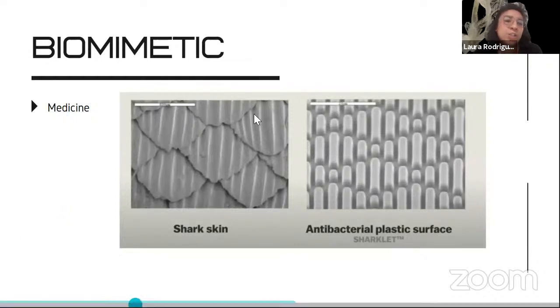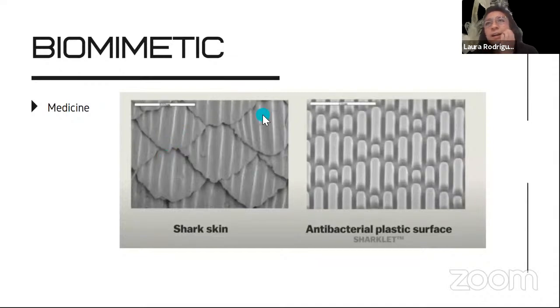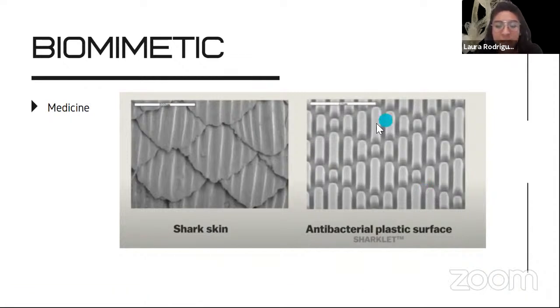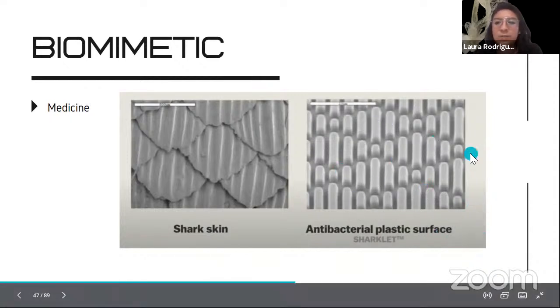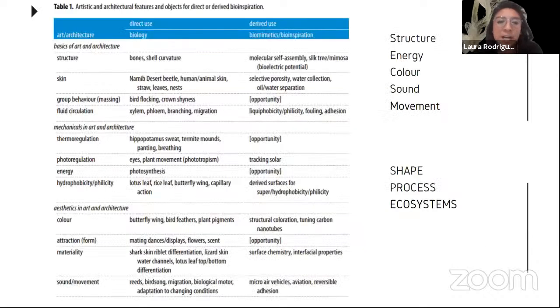Biomimetics can also apply not only in engineering, but in medicine. For example, the shark skin, the bacteria do not attach onto this type of skin that is made by different cells. So this form structure was inspired to create antibacterial materials that are used in the surgeries, for example. In the hospitals, it's very important to not have communities of bacteria that can infect other patients or the bodies. So they are creating these antibacterial plastics.